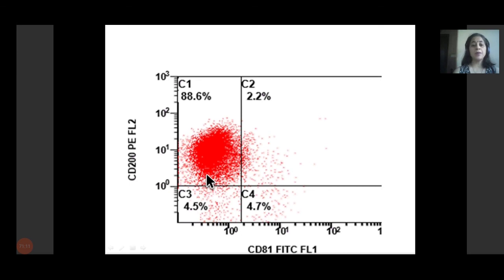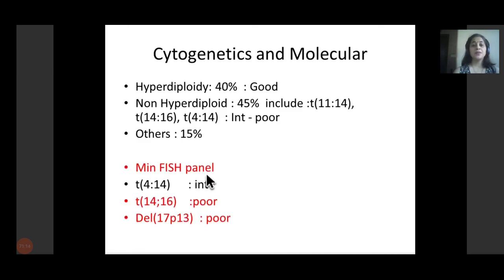So this we do routinely in all the myeloma cases on the bone marrow aspirate as a standard diagnostic modality. The cytogenetics and the molecular study which we do: hyperdiploidy, as I said, is a very good prognosis in 40% of the patients, which I showed in the first metaphase spread. And the non-hyperdiploid, which are 45%, include translocations 11;14, 14;16, and 4;14, out of which the 4;14 is the intermediate prognosis, and the 14;16, 11;14 and 17p13 deletion are the poor prognosis.